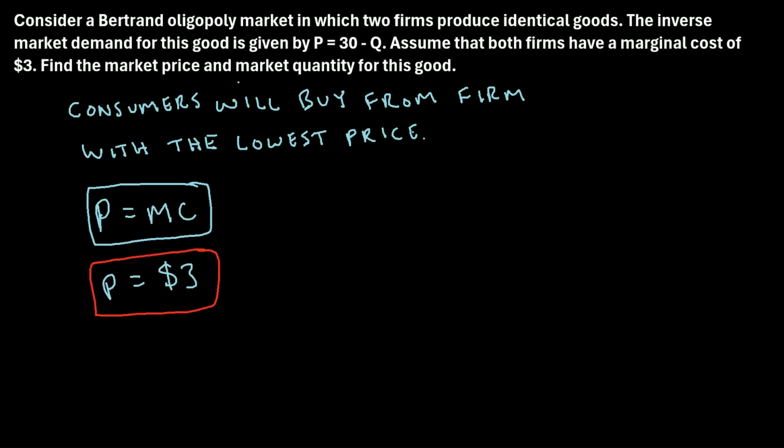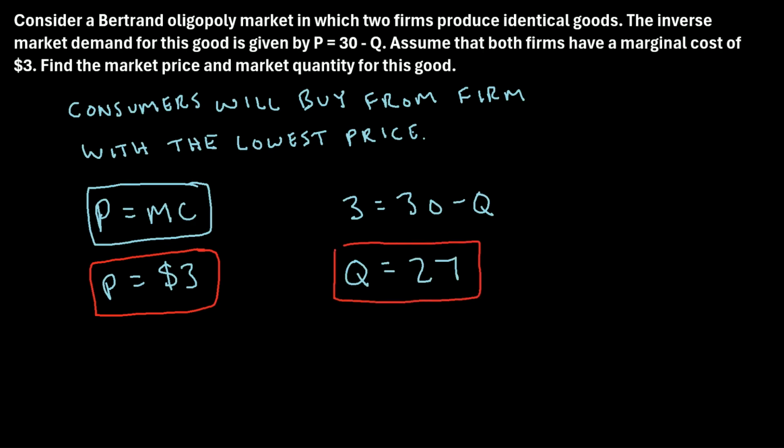We can also find the market quantity by simply plugging in a 3 into this inverse market demand equation. So we'll have 3 is equal to 30 minus Q. If we add a Q to both sides and subtract a 3 from both sides, we'll find that Q is equal to 27. So the total market quantity produced of this good will be 27 units. So that's how you can solve a Bertrand oligopoly market problem in which two firms produce identical goods.